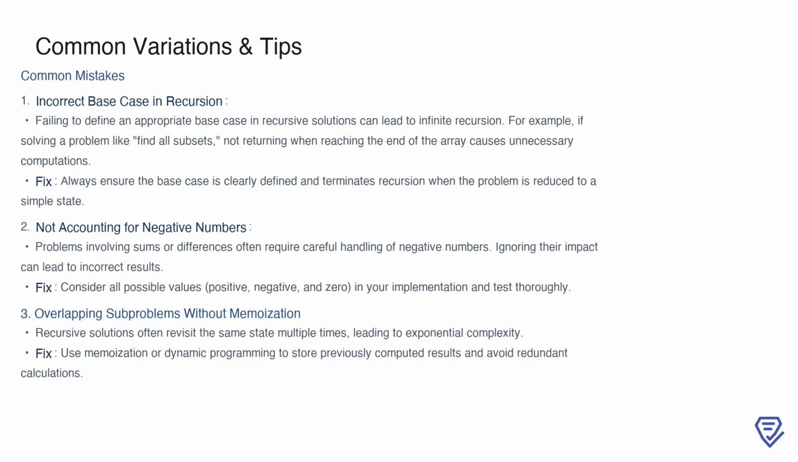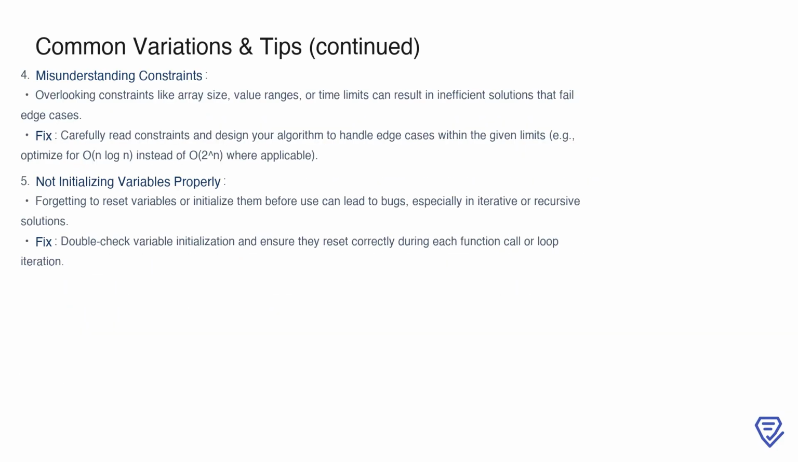Lastly, overlapping subproblems in a recursive approach can result in exponential complexity if you're not careful. Many recursive solutions revisit the same states repeatedly. The fix here is to use memoization or dynamic programming to store already computed results, significantly reducing redundant calculations and speeding up your solution. Now, let's discuss a couple more common pitfalls.